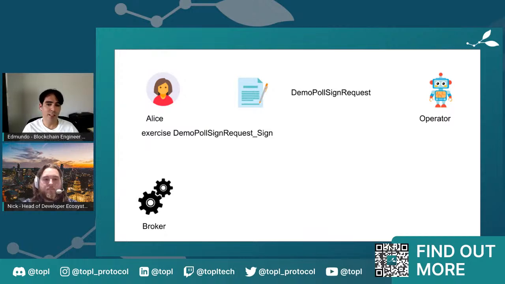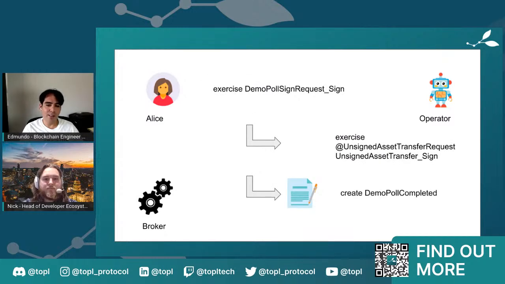So this is another choice in this contract. And this will once again trigger the execution of the unsigned asset transfer request and the unsigned asset transfer sign choice in this contract. And will create the demo poll complete. Once again, with all this, Alice has the choices that she exercises, and then we create a contract for the operator to manage the flow of the application, and we create other contracts for the broker to interact with the Bifrost node, the outside service.